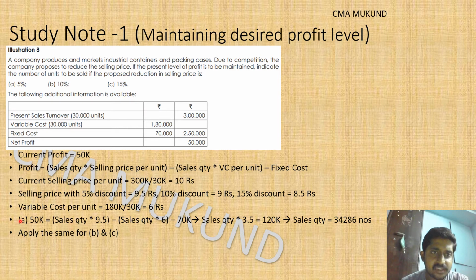So the same case can be applied for the 10% discount in selling price and the 15% discount in selling price. In either of the cases, the profit is going to be 50,000. We have to find the sales quantity. Okay, of course the sales quantity in B is going to be more than A, and C is going to be more than B, because you have to sell more units, because you are selling at a discount in the selling price to achieve the same profit of 50,000 rupees.